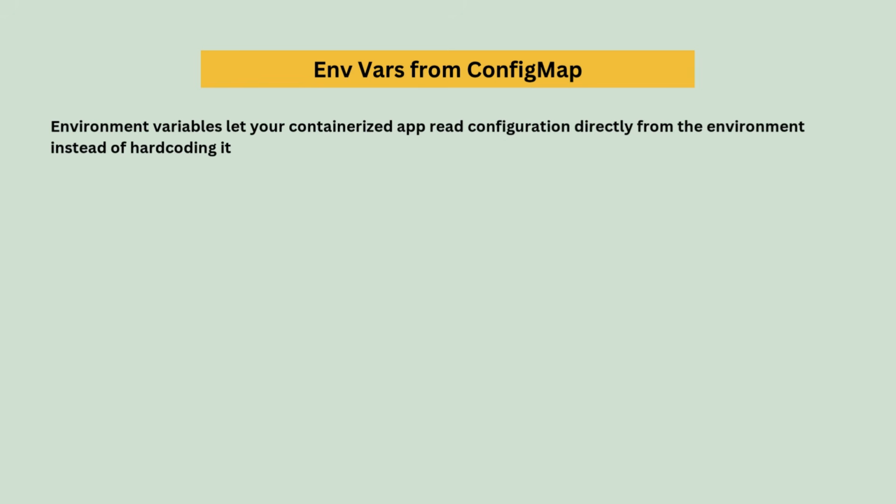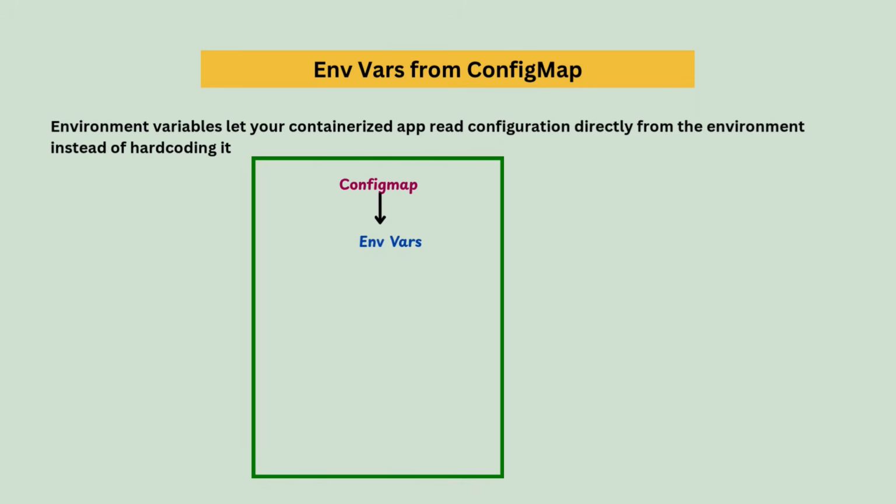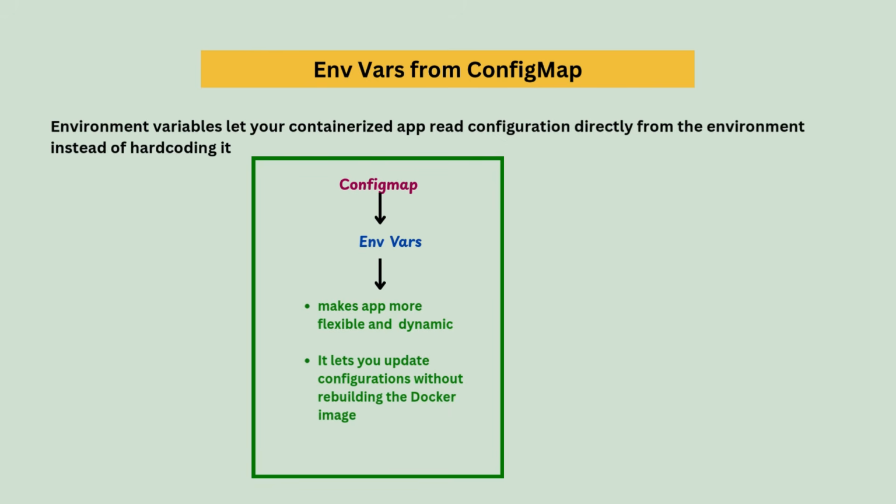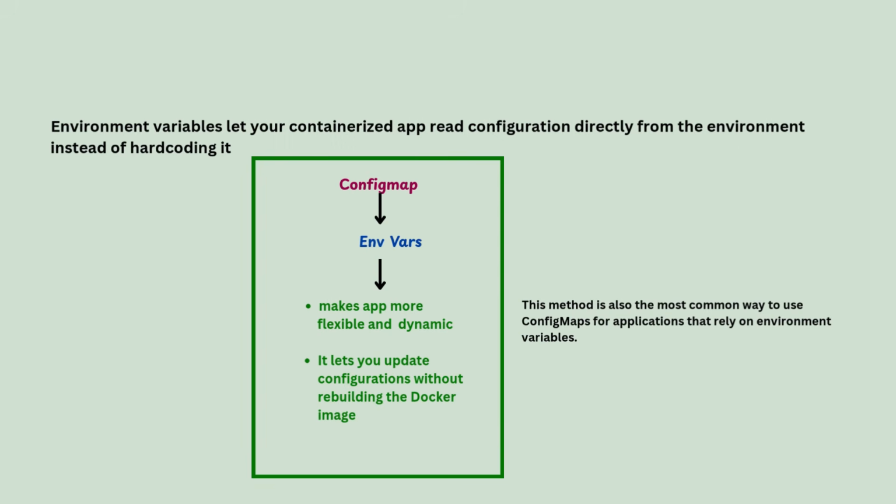Environment variables let your containerized application read configuration directly from the environment instead of hard coding it. Connecting a config map to environment variables makes your application more flexible and dynamic. It lets you update configurations without rebuilding the Docker image. This method is also the most common way to use config maps for applications that rely on environment variables.